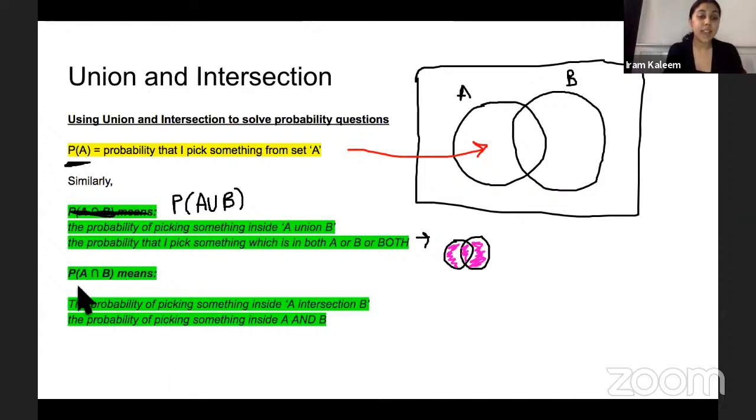Now, in this case, the P of A intersect B basically means the probability of picking something inside the intersection of A and B. Basically, the probability of picking something which lies inside both A and B. So basically, as we just previously described, it's the probability of picking something that's in the intersection only. So just that bit there. I'll give you a moment to write this definition down, the probability of picking something inside the intersection.